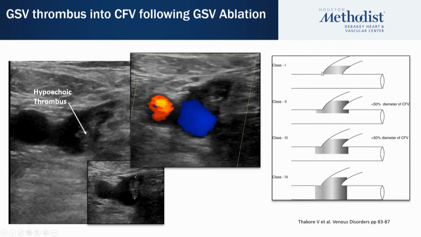Class 1 is when you have the thrombus in the saphenous vein or the ablation reaching all the way up to the saphenofemoral junction. Class 2 is when you have less than 50% of that thrombus extending into the common femoral vein or past the saphenofemoral junction. Here you have more than 50% extending into the common femoral vein. And class 4 is when you have essentially deep vein thrombosis, for the common femoral vein is almost completely filled with thrombus at that site.